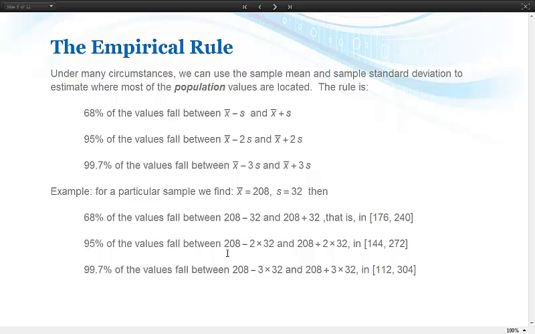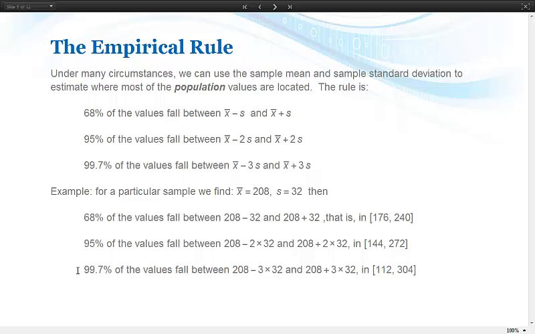95% of the values will fall between the mean minus 2 standard deviations to the mean plus 2 standard deviations. That's 208 minus 2 times 32 up to 208 plus 2 times 32. Well, 208 minus 64 is 144. 208 plus 64 is 272. So this interval from 144 to 272 will hold the central 95% of the values. Only 5% of all the population values we would expect to fall outside this range.